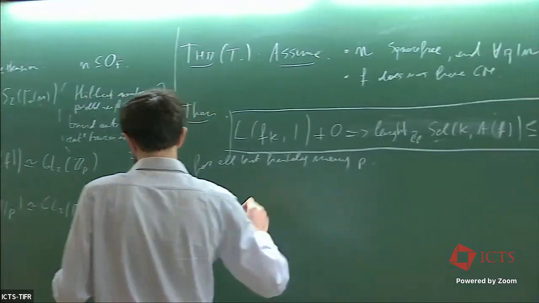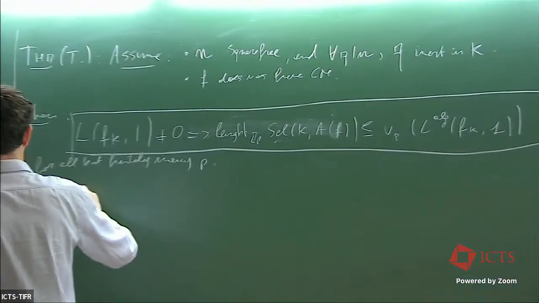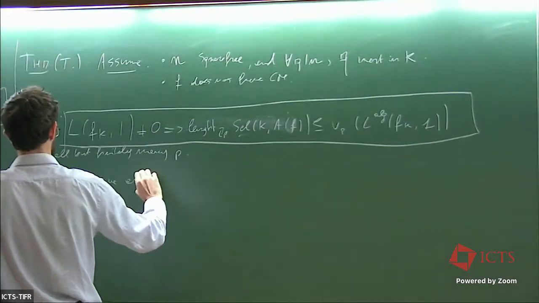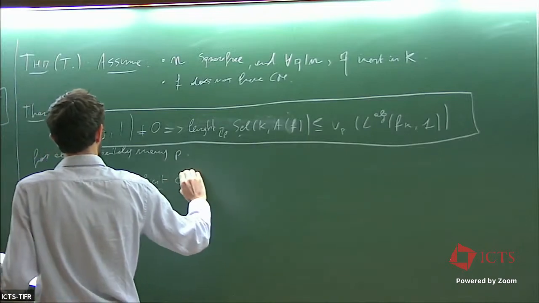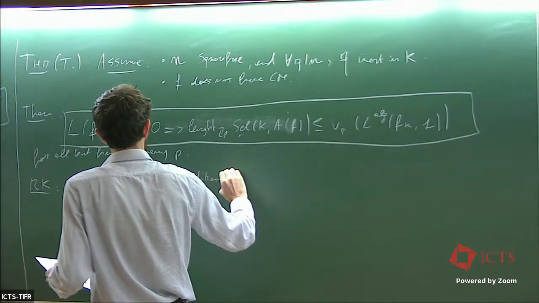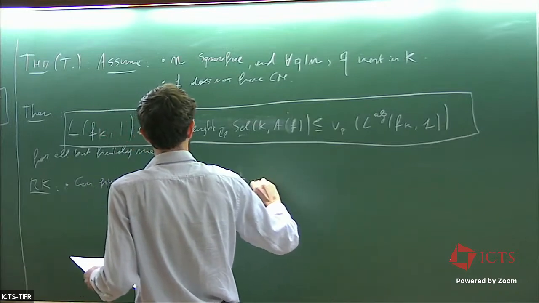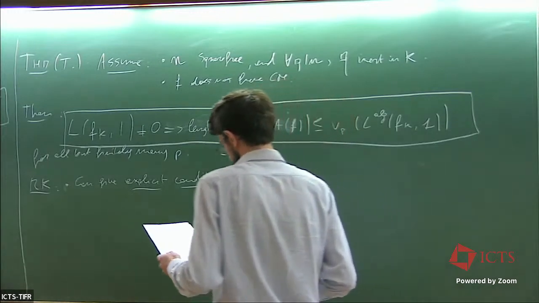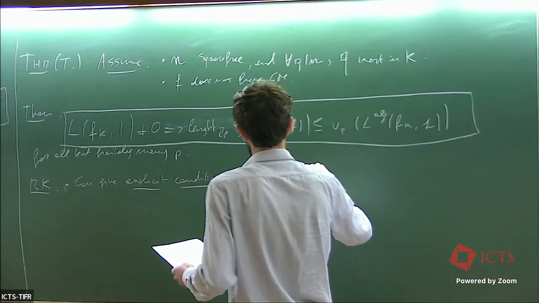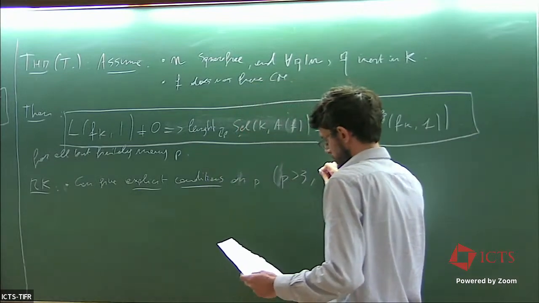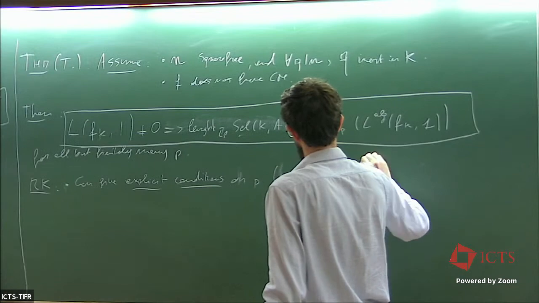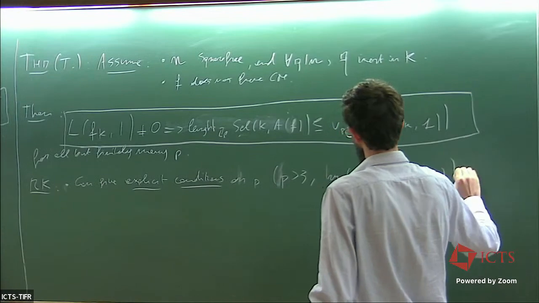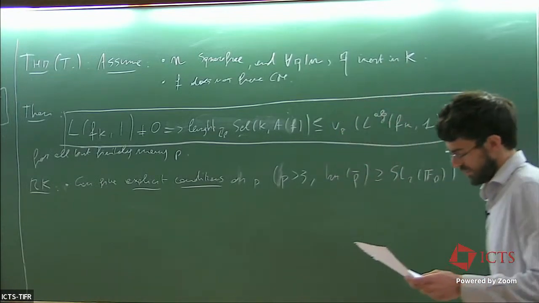So maybe let me say it. You can actually give some explicit condition on p, and I want to mention at least the two most important ones. So actually, you will need that p is bigger than 3, and you will need a big image assumption. So the image of this residual Galois representation must contain SL2 of F_p. Okay, and then there is a third, more technical condition that I'm not stating.